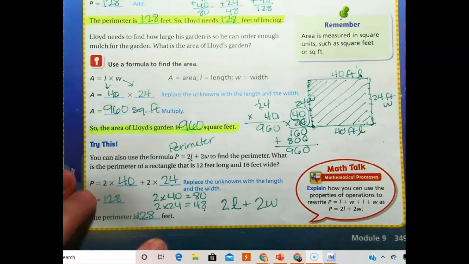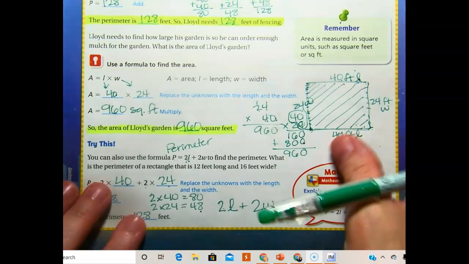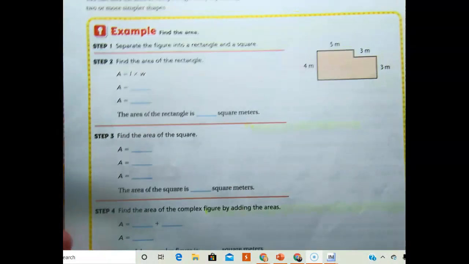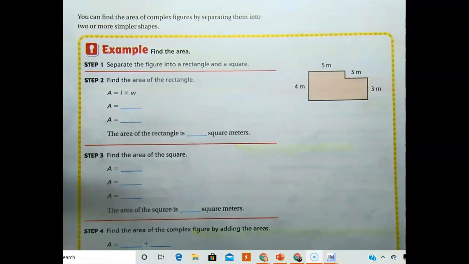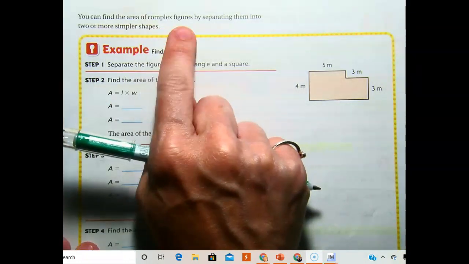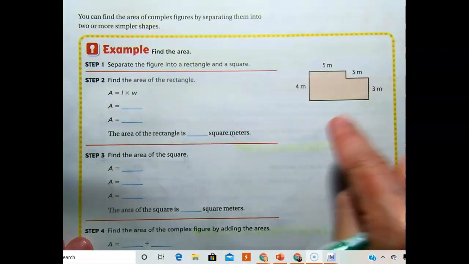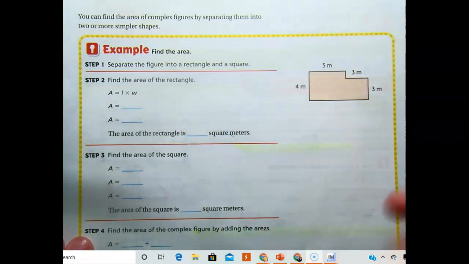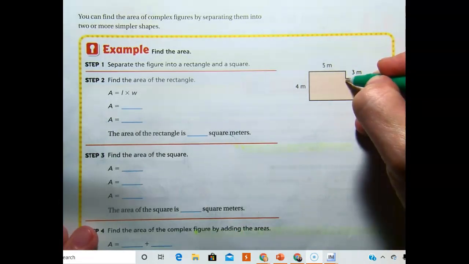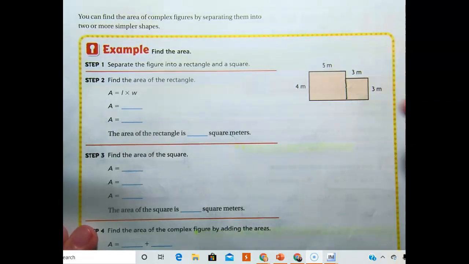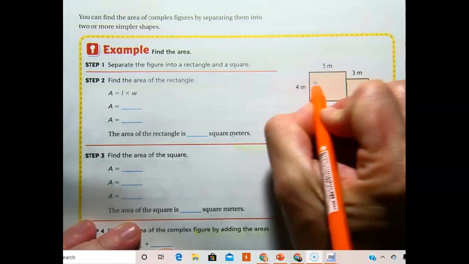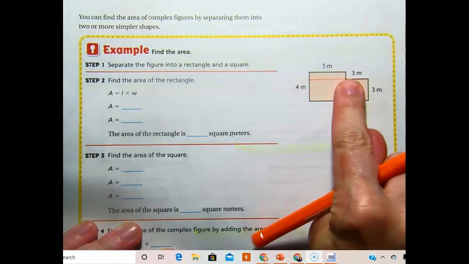All right. Okay, let's turn the page, flip it over. We're going to look at an irregular shape, okay? It says you can find the area of complex figures by separating them into 2 or more similar shapes. Now, I'm sure that you can look at this figure and see that we could separate this in 2 different ways. We could separate this into 2 smaller rectangles that way, or we could separate these figures into 2 rectangles this way.